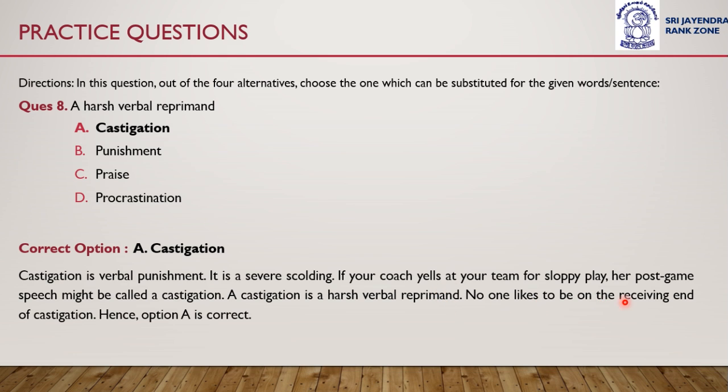No one likes to be on the receiving end of castigation. Hence, option A is correct. So, a harsh verbal reprimand or severe scolding is called castigation. Therefore, option A, castigation, is the correct option.